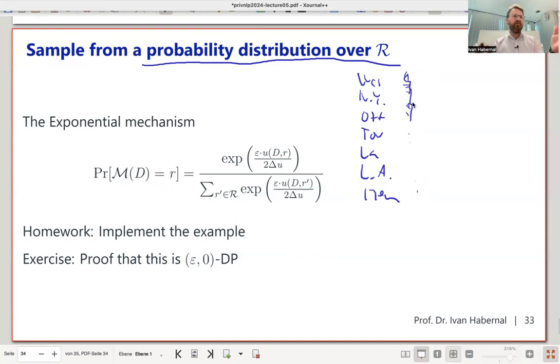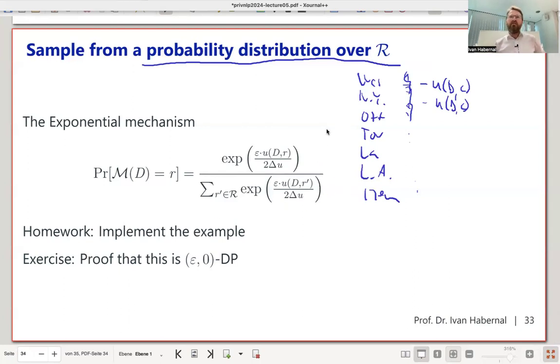No, that's a bad idea because the utility is bad. So I'm going to add some probability that is proportional to the utility, because I want to pick cities which have high utility. The naive solution would be: given the database, what is the utility of Washington? So I would write the utility of D and this city, and the utility of D and the next city. It will give me some numbers. These numbers are unnormalized, so I need to normalize them. This explains the normalization.